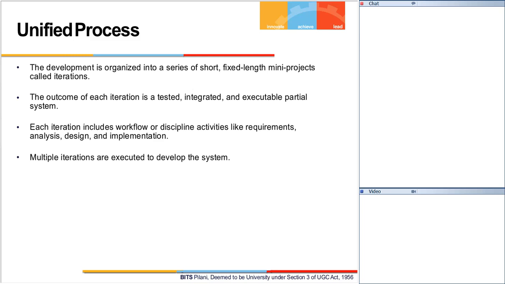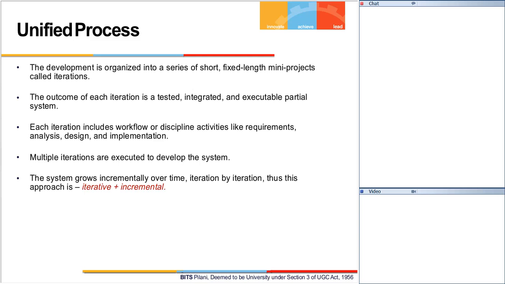And of course, you need multiple iterations to be executed to develop the system, right? So each iteration is a subset of requirements of the complete project, has a fixed duration, and in each iteration various workflow activities are executed, right? It will become more clear the moment I show you the diagram, but I'll just give you a brief description about this first, right?